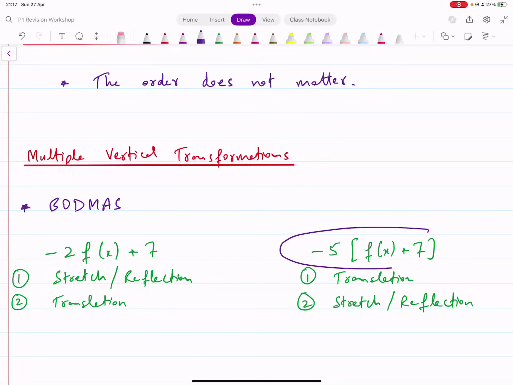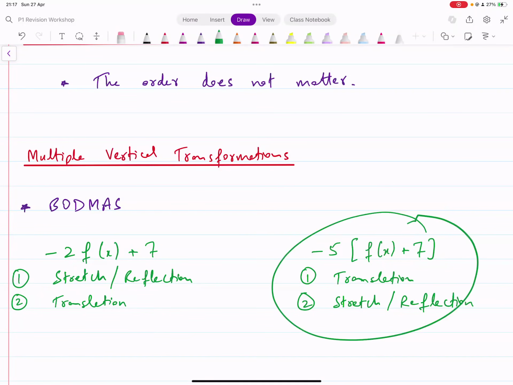However, sometimes they have an extra bracket, and that happens a lot in recent papers. When you have extra brackets like this, BODMAS says the bracket gets evaluated first, so +7 has to happen first. That means in this case you do translation 0, 7 first, and then the number 2, you do the stretch, and reflection after that. Stretch and reflection have the same priority, so between them it doesn't matter which one you do first. But translation in the second case happens first because that's what BODMAS says, and in the first case translation happens second because that's what BODMAS says.